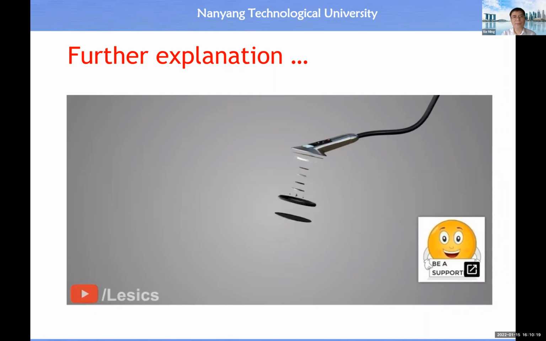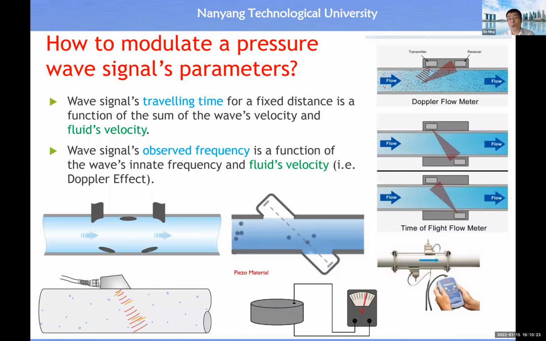All right, so that video basically shows you the dual usage of a piezoelectric material. We can apply voltage in order to produce a vibration, or we can convert vibration into voltage. All right, so that answers the first question. So we can produce a wave signal generator. Then the second question is how to modulate a pressure wave signal's parameter.